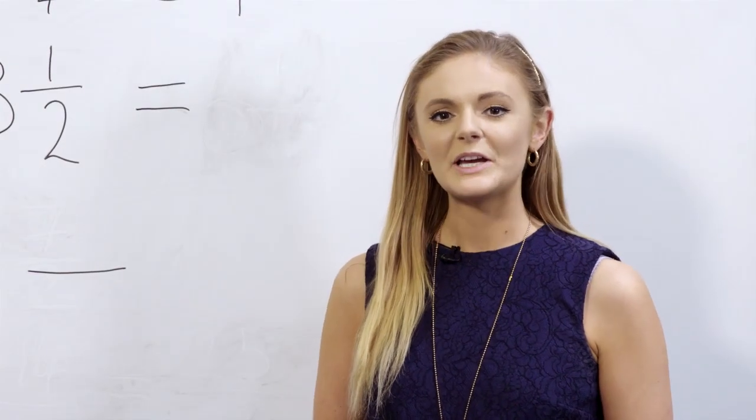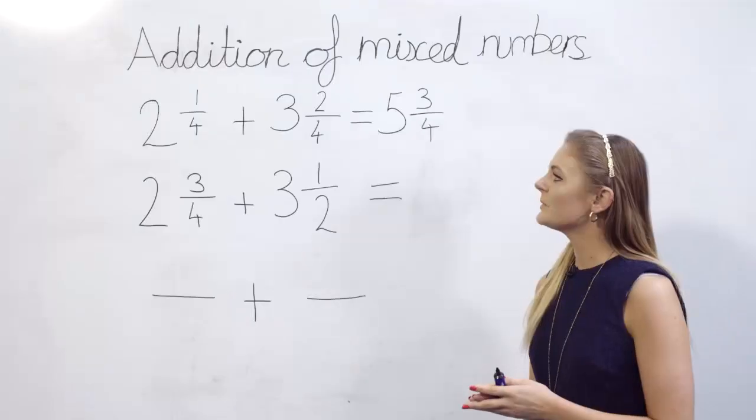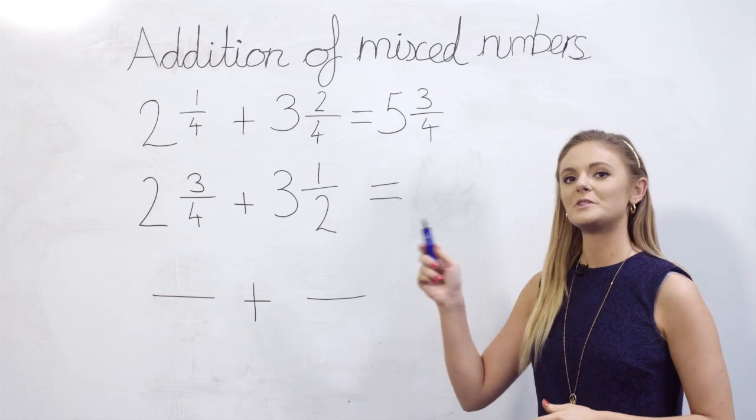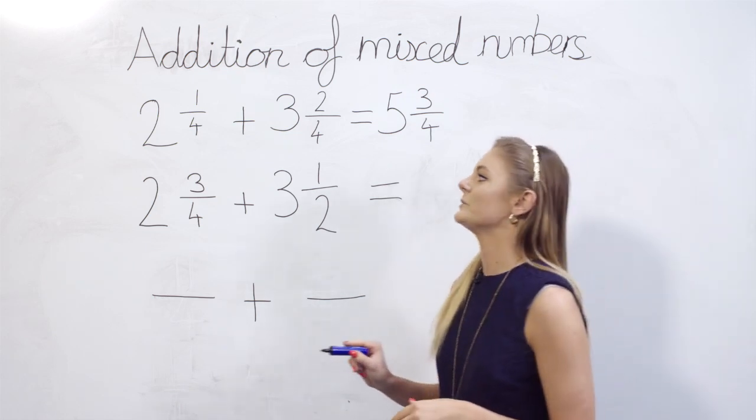As we know already, a mixed number consists of a whole number and a fraction part. When we're adding mixed numbers that have a common denominator in the fraction part, it's really simple. So let's just look at a quick example.